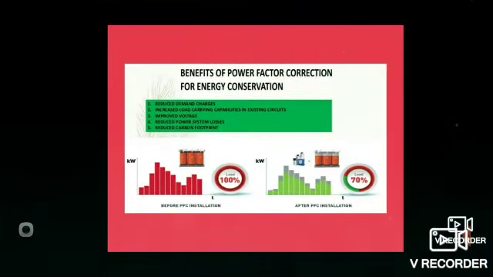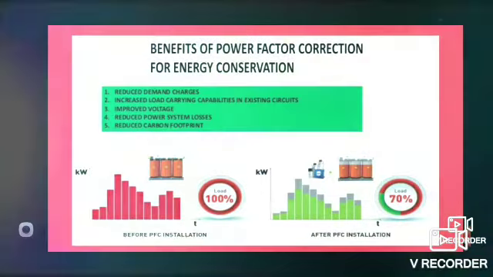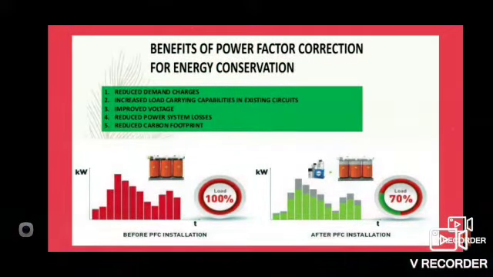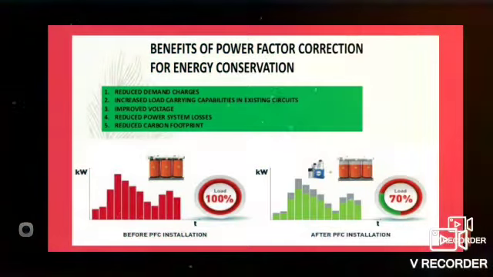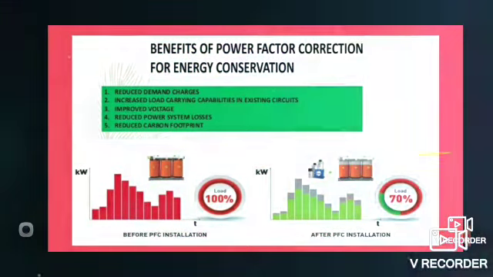This is the energy conservation and power factor improvement through the capacitor bank. And the benefits of power factor correction for energy conservation: it reduces the demand charges, increases load carrying capability in existing circuits, improves voltage, reduces power system losses, and reduces carbon footprint.